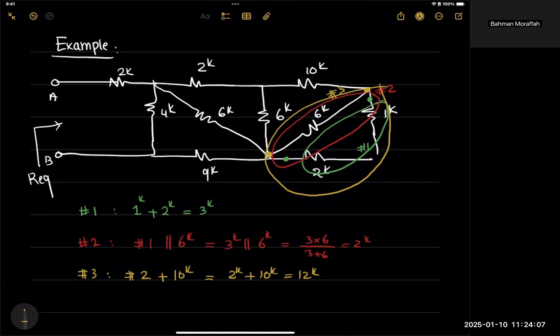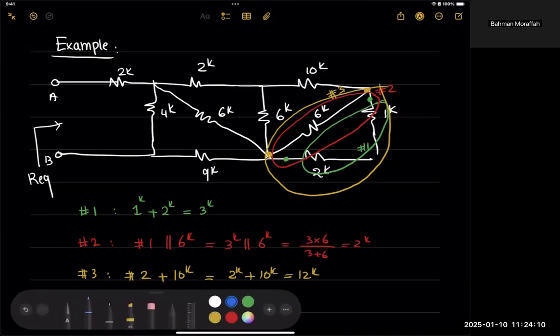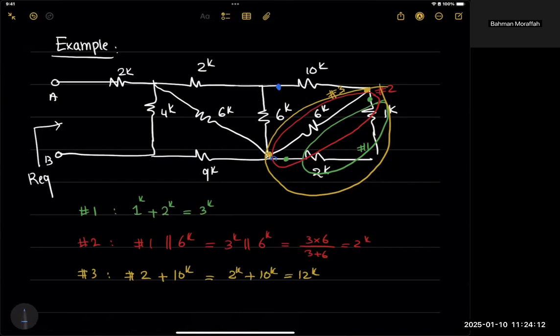Now I'm going to have a resistance that's going to go between here and here. Let's call that number 4. And if I wanted to simplify it more, I have this result in parallel with this 6K. So number 4 would be number 3 in parallel with 6K, which is 12K in parallel with 6K, which is 12 times 6 divided by 12 plus 6, which is going to be 4K.